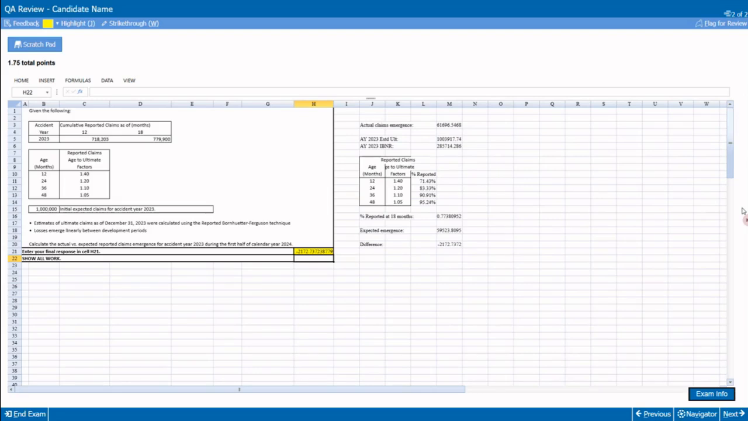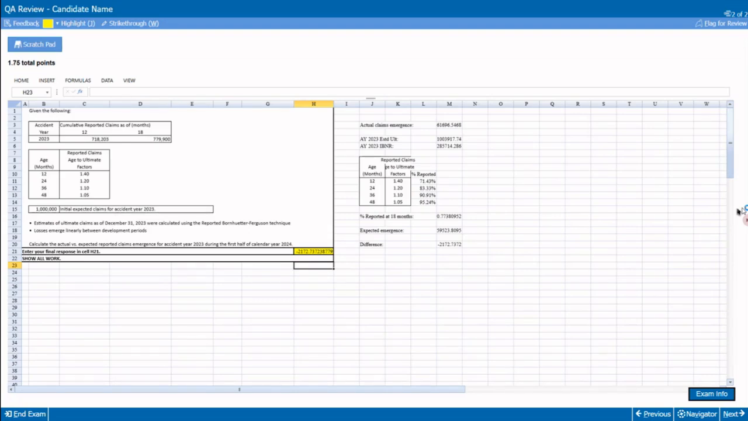Calculating actual emergence is fairly straightforward. The information is provided in the question. Looking at expected emergence, that's where we would want candidates to really understand the information provided in the question and use that information in their solution. For example, we tell candidates that the ultimate loss is estimated using the reported BF method. So when candidates estimate the ultimate for accident year 23, we would want them to use the reported BF method and not a different approach, say the chain ladder approach.